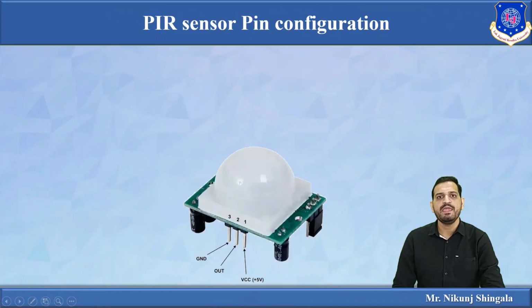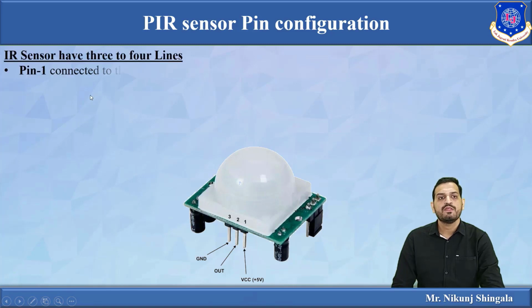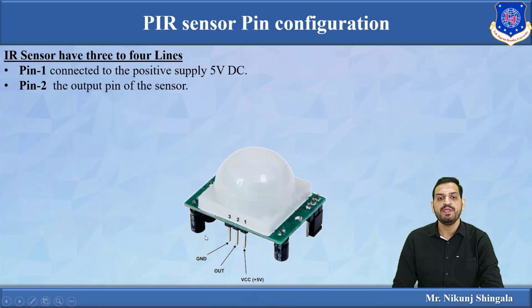Now moving towards the PIR sensor pin configuration. This is the actual look of the PIR sensor module, which consists of 3 pins. Pin number 1 is the VCC pin, which is connected to plus 5 volt, which is already available with the Arduino Uno board. Pin 2 is the output pin, from which we are getting the amplified signal, which is connected to the Arduino Uno board, and pin 3 is the ground pin.